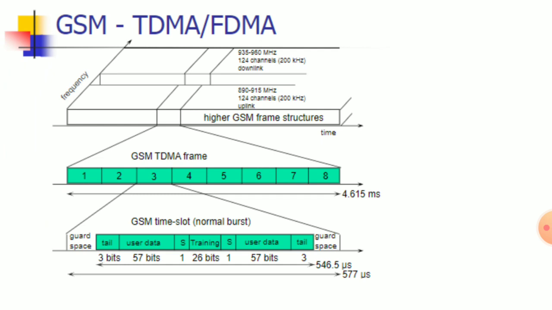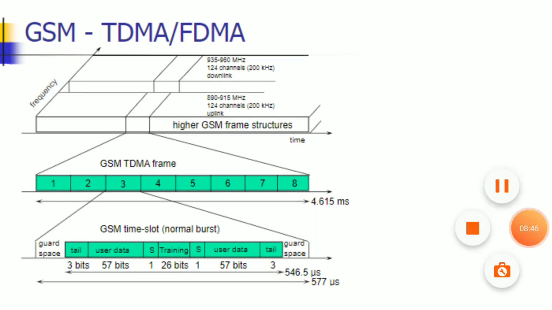In a single burst, 8 bits are available for the guard space. The tail has 3 bits. User data consists of 57 bits, and there is 1 bit for the space, training is 26 bits, and the time slot is also 1 bit. Then user data is allocated again, 57 bits, and the tail again consists of 3 bits. One more guard space is required. In total we are utilizing 546.5 microseconds. The entire frame consists of 577 microseconds.